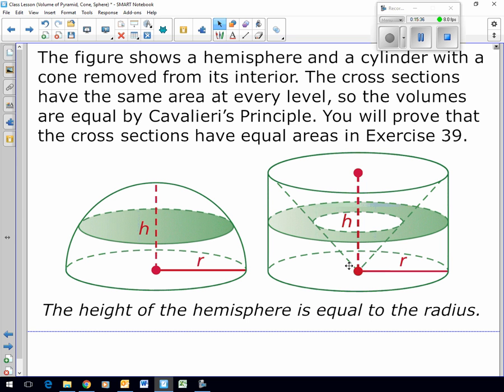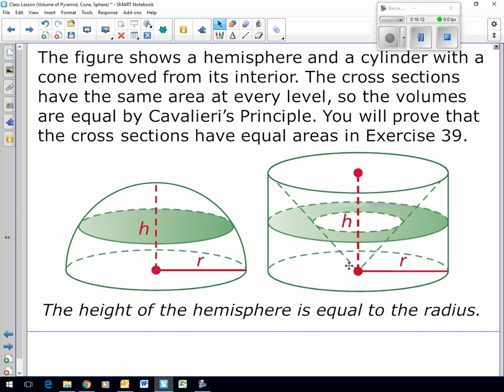All right, so check this out. A hemisphere and a cylinder with a cone removed from its interior. I got these figures. Hemisphere, cylinder, right? And in this particular cylinder, I've taken out this much of the cylinder, if you can imagine that, okay? So I removed that much. All right, the cross sections have the same area at every level, so the volumes are equal by Cavalieri's principle.